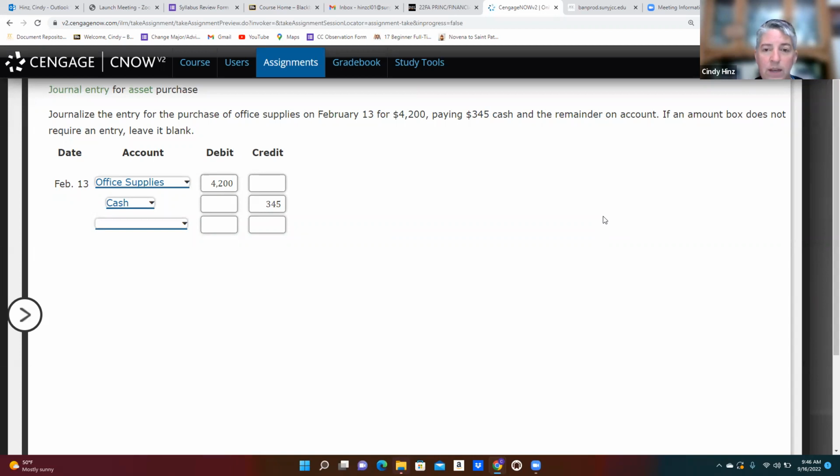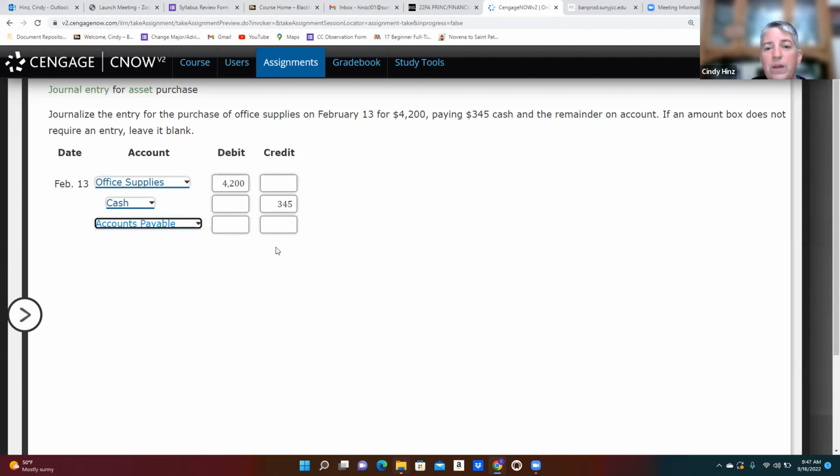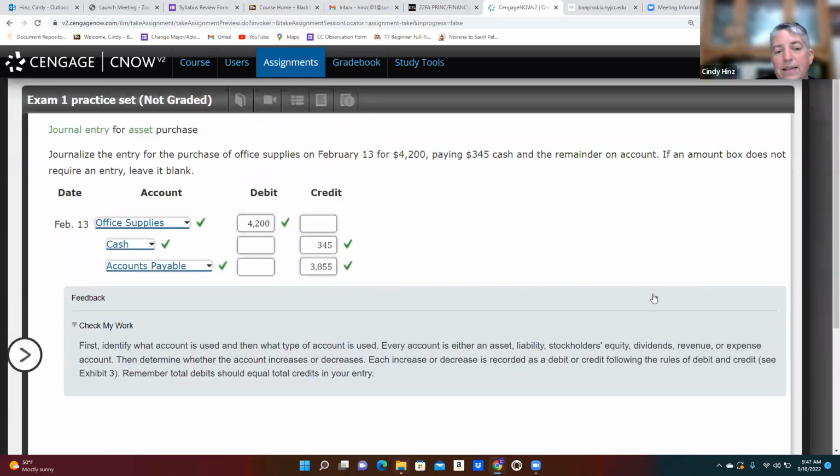Cash, another asset account, has a normal debit balance. So to show that we used cash, we need to credit cash for $345. And the rest we agreed to pay for later. We basically charged it. And so we have to determine how much did we charge. It doesn't tell us that. So if the total bill was $4,200 and we paid $345 down, simple subtraction tells us the balance due is $3,855. I like to put my green check marks in there, to make sure I don't have a math error.